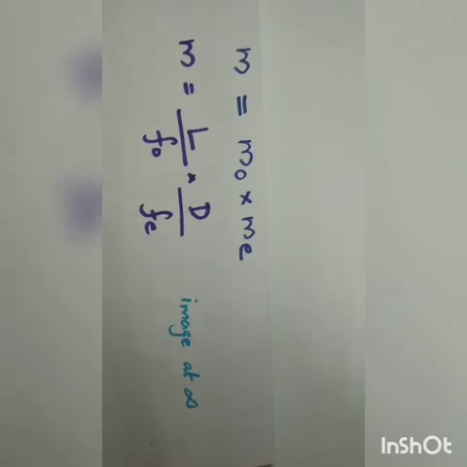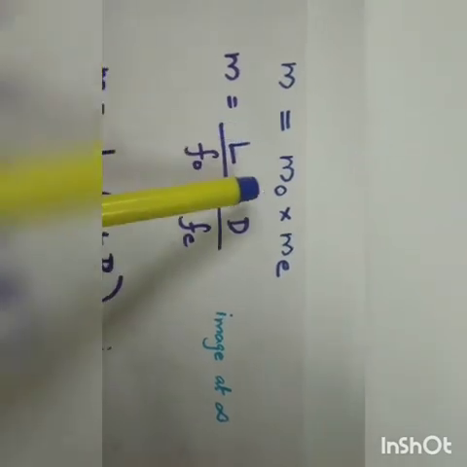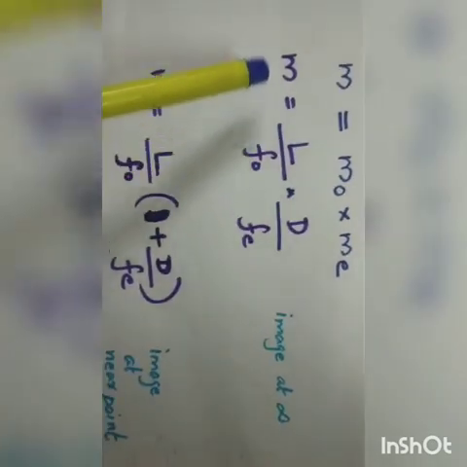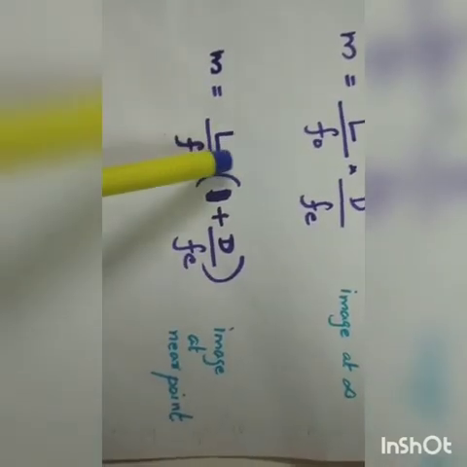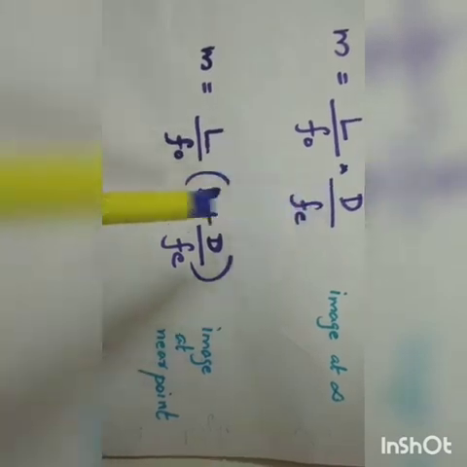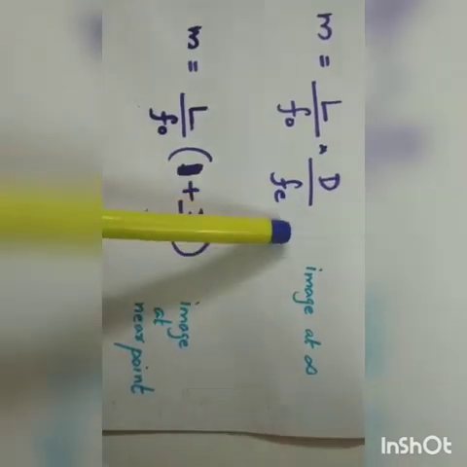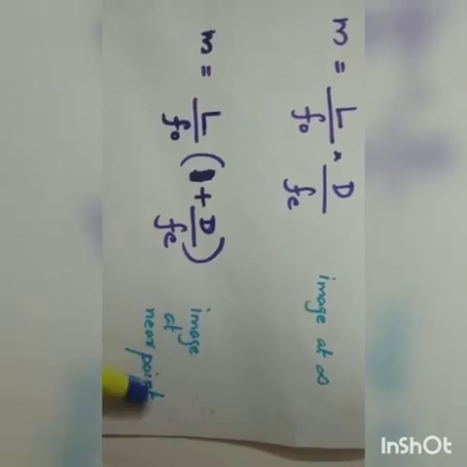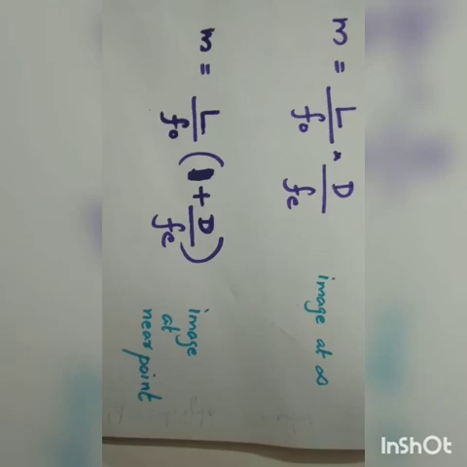So for magnification, we have two equations: m is equal to MO into ME. It can be either L by FO into D by FE, or L by FO into 1 plus D by FE. How do these become two equations? When the image is formed at infinity, it is this one. When the image is at the near point, it is this one. Because we have studied two equations for the magnification of a single lens.